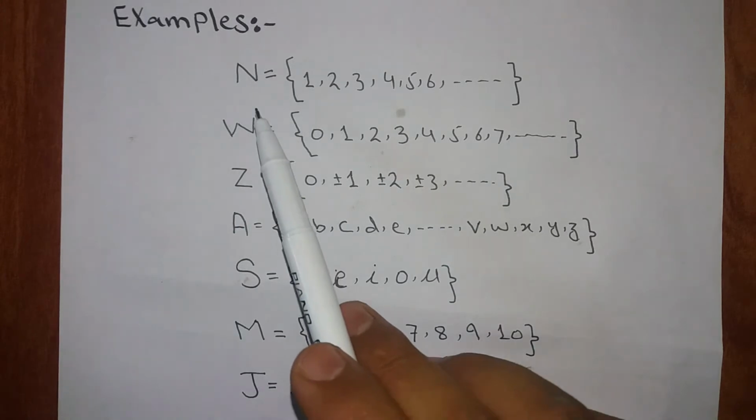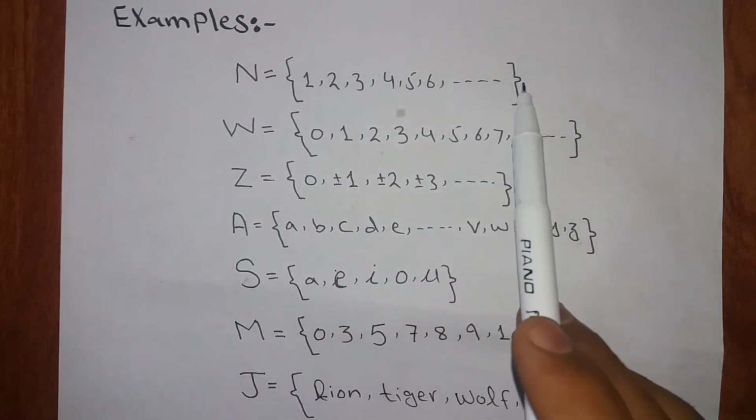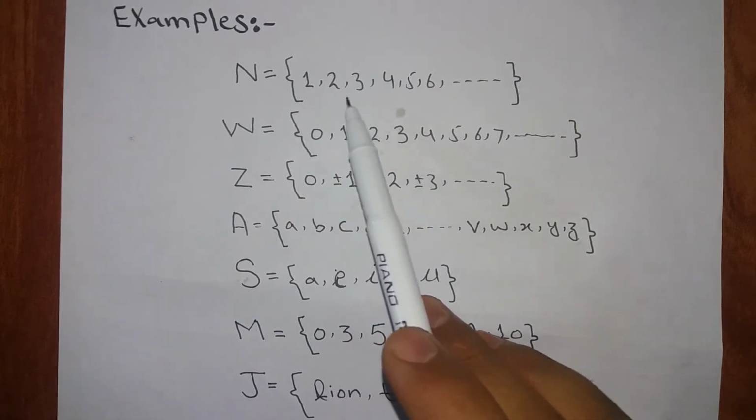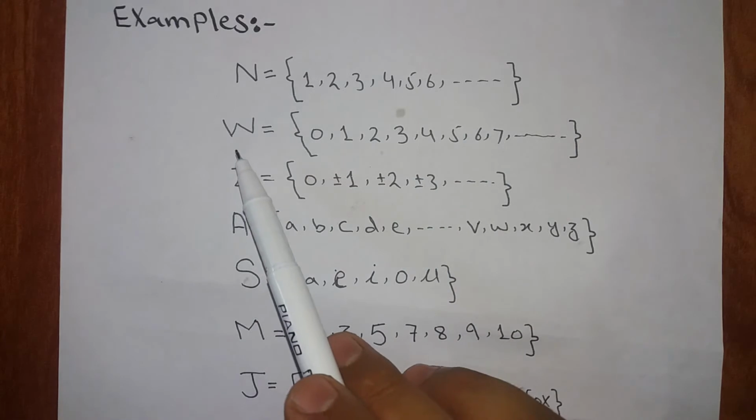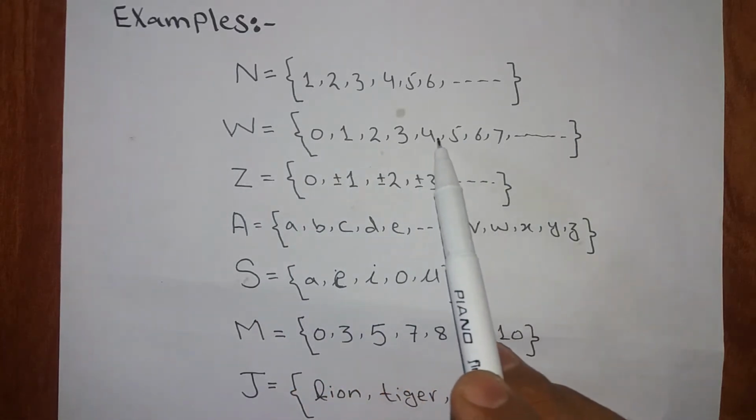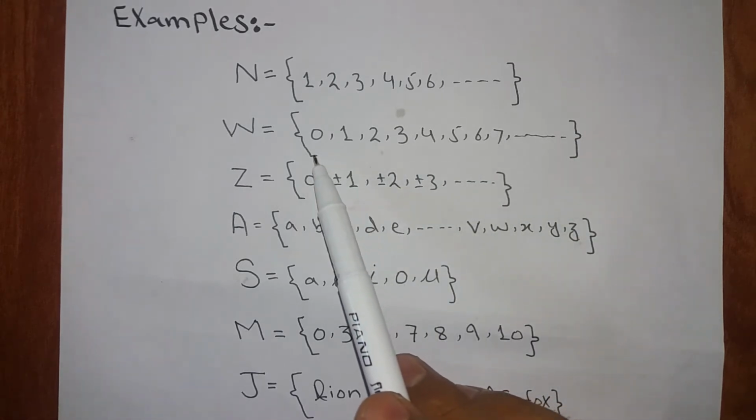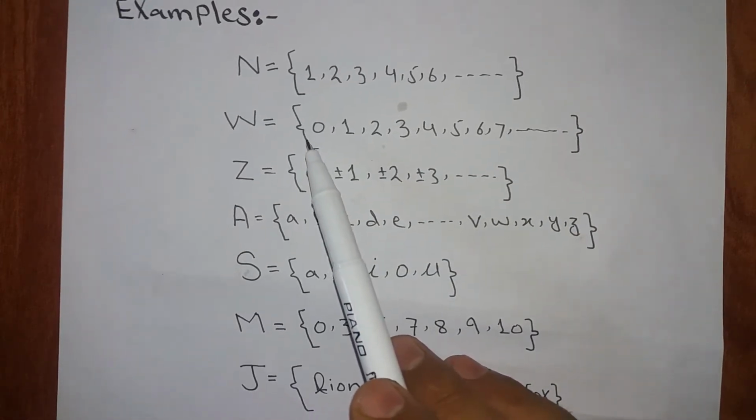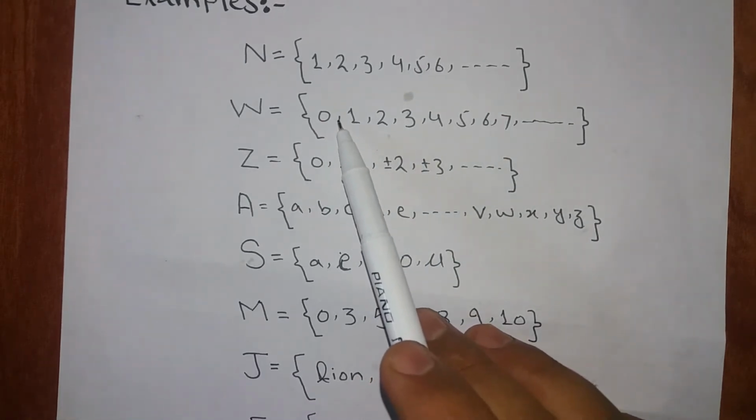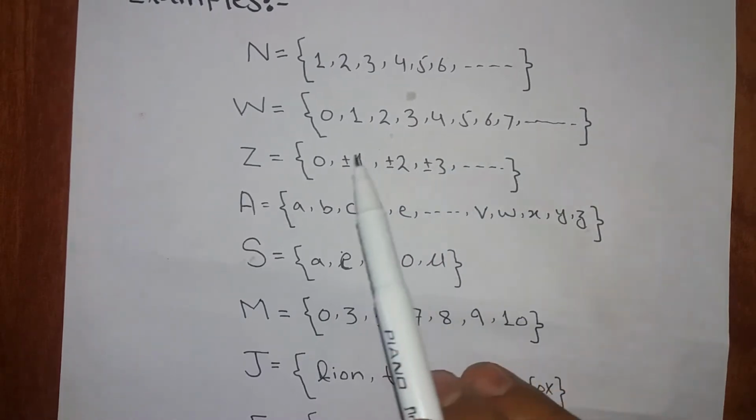The first one is N = {1, 2, 3, 4, 5, 6, and so on}. So this is set of natural numbers represented in tabular or roster form. The second one is W = {0, 1, 2, 3, 4, 5, 6, 7, and so on}. This is set of whole numbers represented in roster form. We have listed elements and the elements are separated by using commas. These are the commas to separate each element.